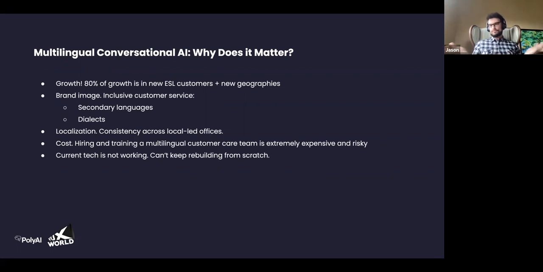Essentially, what everyone does is you just rebuild it from scratch. You're building a voice AI model in whatever languages you're trying to serve, and the way you know that that's not working is because essentially nobody does this. It's incredibly difficult to have a team that can do that in multiple languages simultaneously.